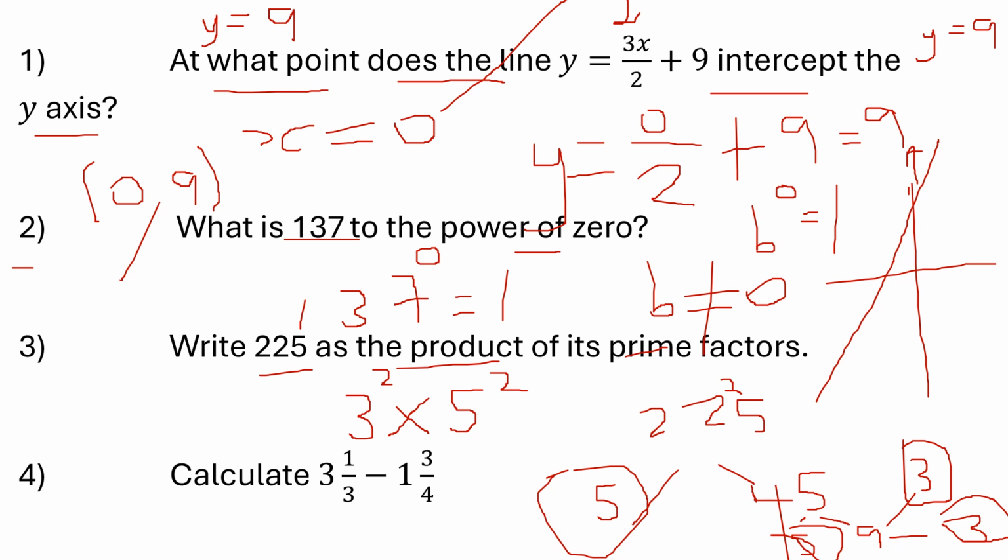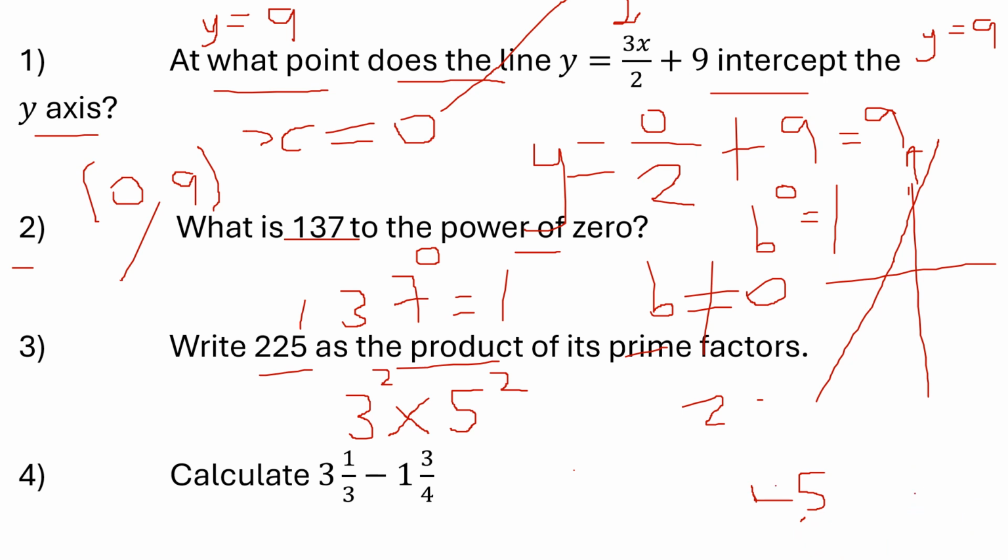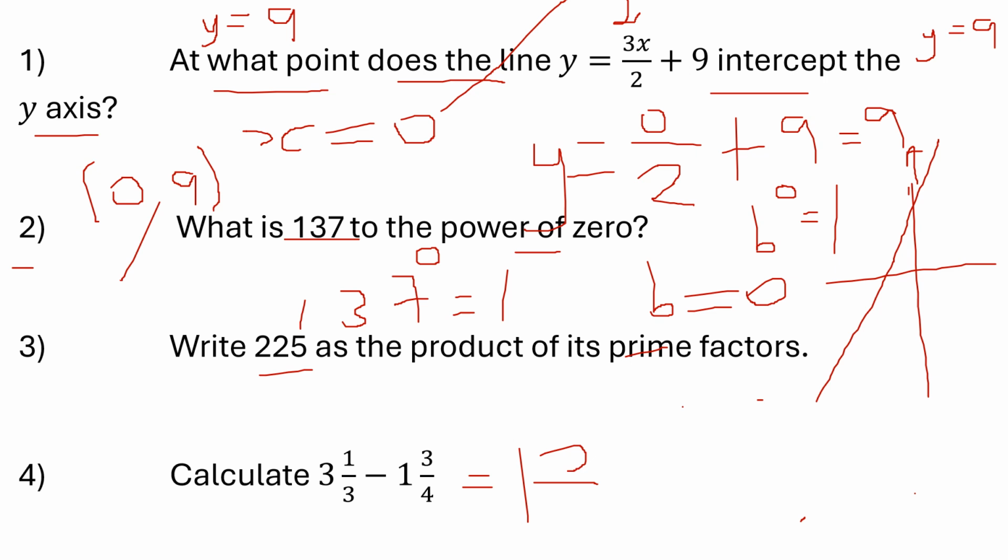Question number 4. Calculate 3 and 1/3 subtract 1 and 3/4. So we are subtracting mixed numbers. I've got different ways to actually work it out. I'm going to convert them both into top-heavy fractions, or improper fractions. 3 and 1/3: 3 times 3 is 9, plus that 1 makes 10, so we have 10 thirds, guys. Subtract 1 and 3/4. Well, 1 whole is 4 quarters, and 4 quarters plus 3 quarters makes 7 quarters.